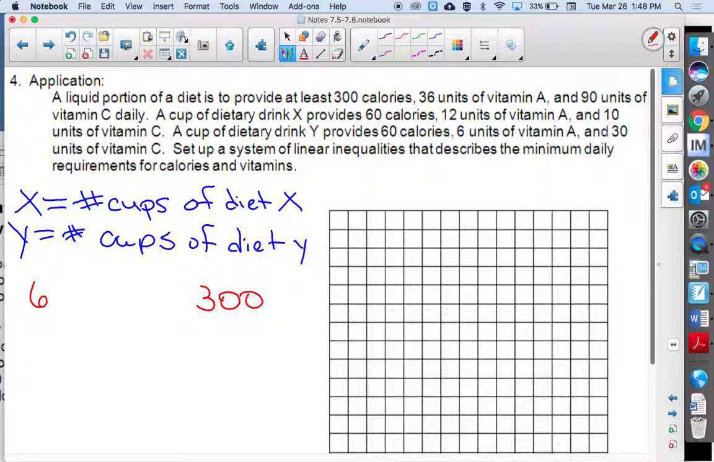Calories. So, Michael, can you kind of piggyback on that? Minimum calories you need. So we need to do something with the 60s. Yes. Add up to 300. Yes. So those 60s represent the 60 calories in 1 cup of X. Do we know how many cups we're drinking of X? But I know every cup has 60 calories in it. And he said together they have to add up to be at least 300. So Michael, if it's at least, right, greater than or equal to.